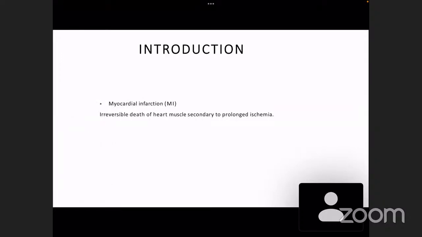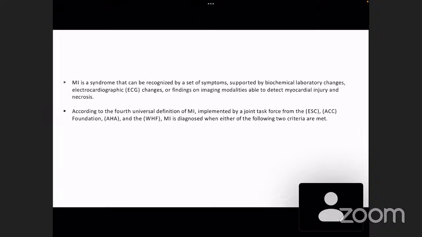So a brief introduction: myocardial infarction is the irreversible death of heart muscle secondary to prolonged ischemia. Also, the MI is a syndrome that can be recognized by a set of symptoms supported by the laboratory work, ECG, and the ECG findings. According to the fourth universal definition of MI implemented by the Joint Task Force, MI is diagnosed when either of the following two criteria are met.